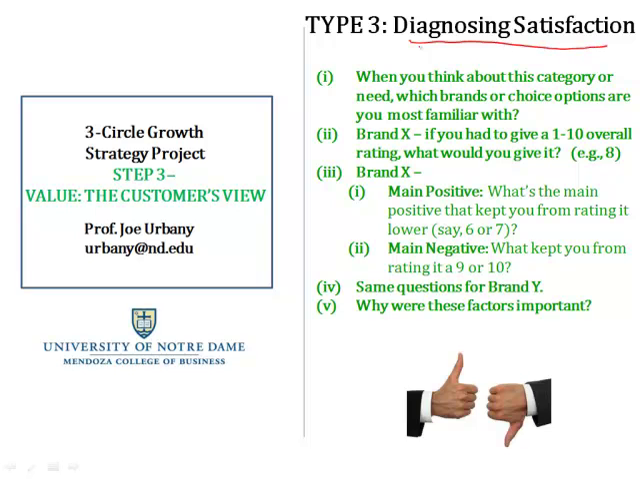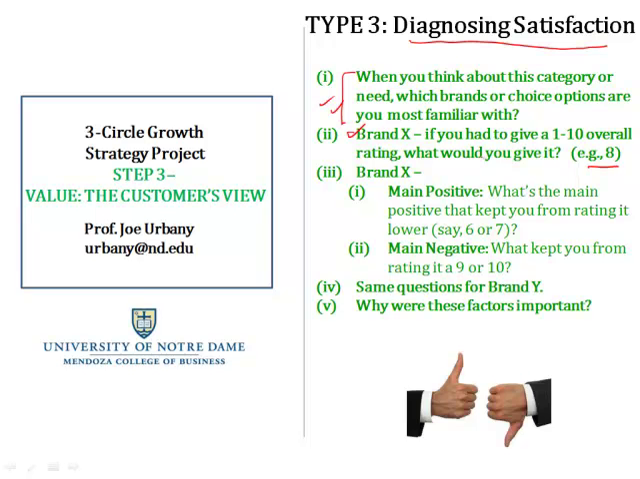Third, diagnosing satisfaction. Another way to do the same thing we just talked about is, instead of asking about choice, because several of you have driving satisfaction as your metric here. When you think about this category again, which brands or choice options are you most familiar with? You're not necessarily asking about choice here, but you can identify competitors again, and then let's take brand X. Let's say you gave it a 1 to 10 rating. What would you give it? I'm just going to pick a number, 8.